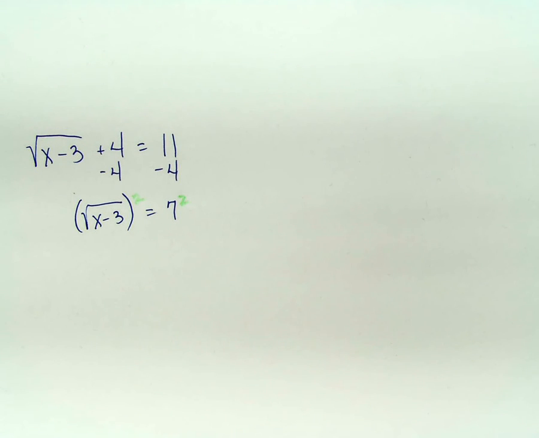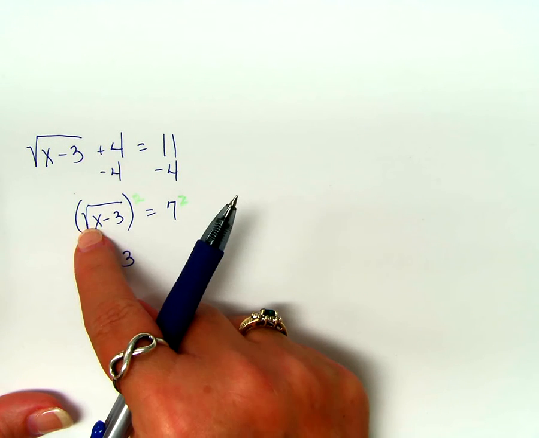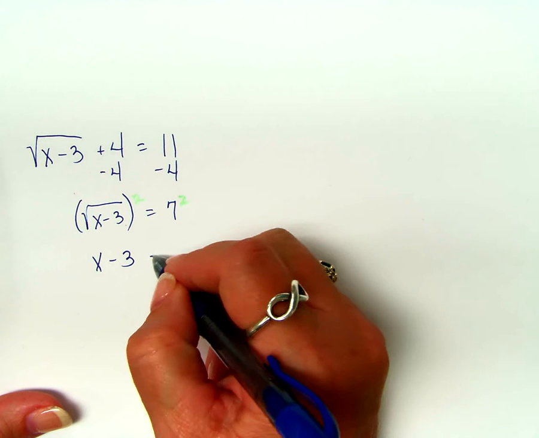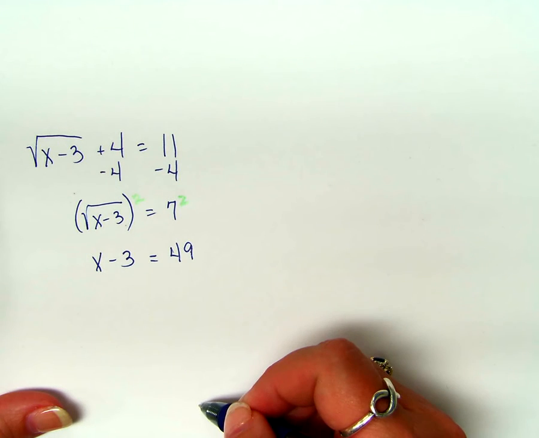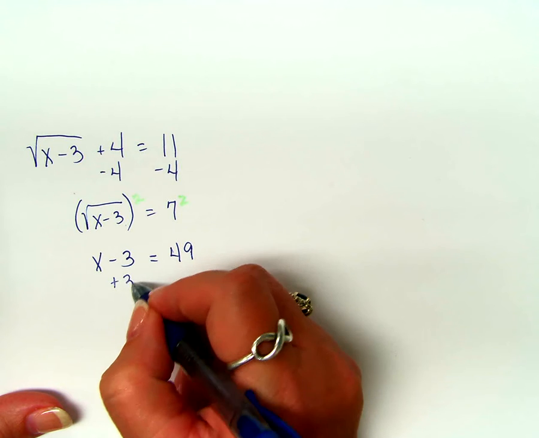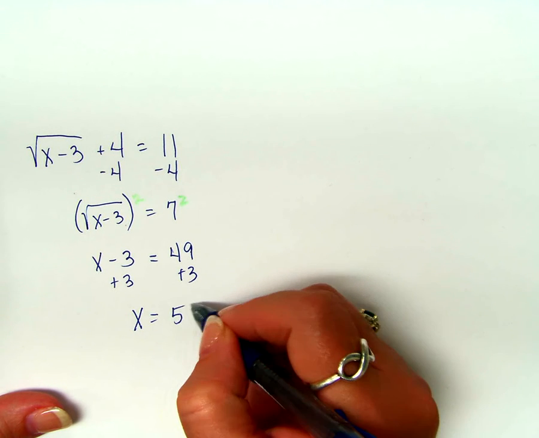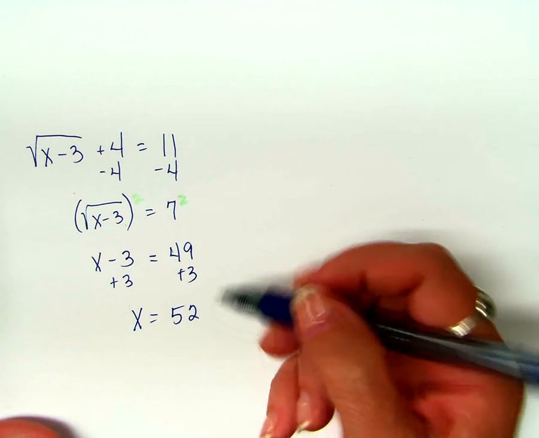So what do I end up with on the left-hand side? X minus 3. If we square something that is being taken the square root of, we just get what's inside, right? What do we get on the right-hand side? 49. How do we solve for x? Add 3. So x equals 52. And then we're done? Oh, we should check. Okay.